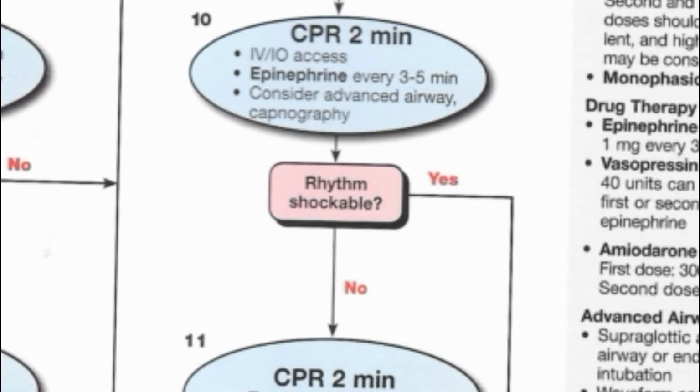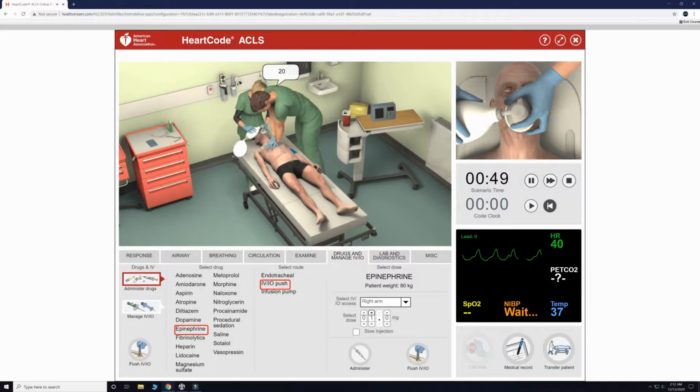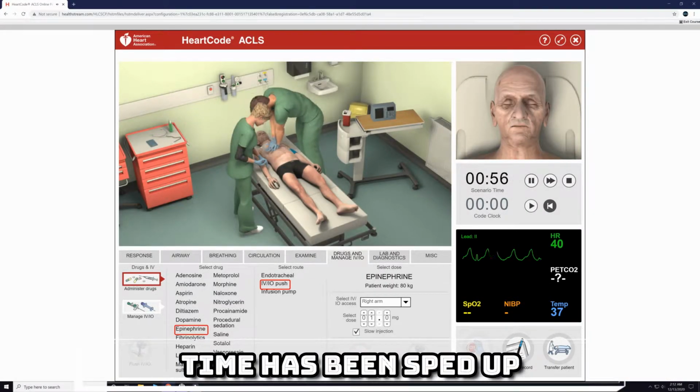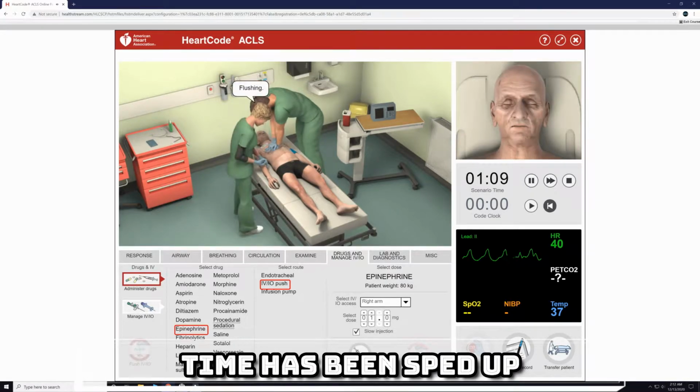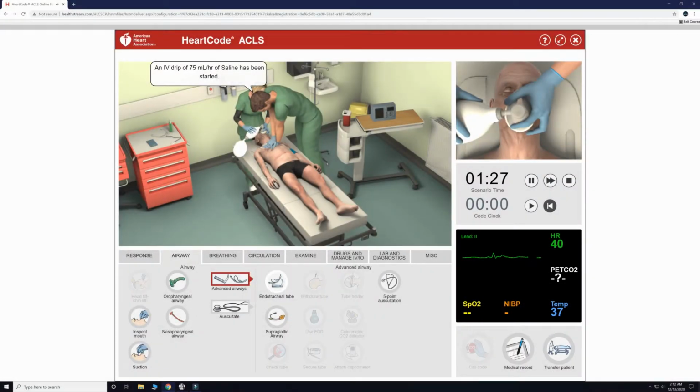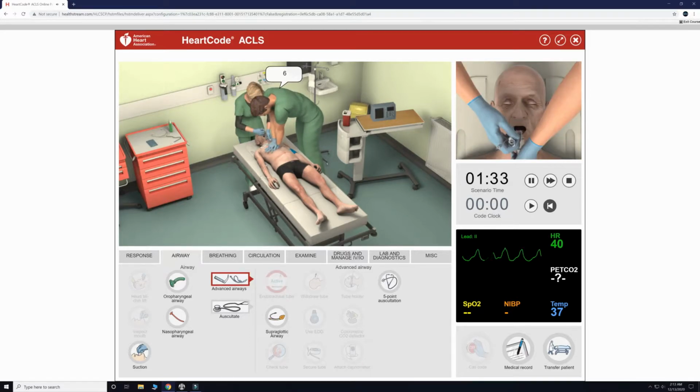We will now go to step 10 and see that we need to get IV access, which we already have. We need to give epinephrine and consider obtaining an advanced airway. This needs to be done while CPR is active, and in 2 minutes we will reevaluate our progress. We will give 1 milligram of epinephrine, a 1 liter saline bolus, and start a saline bag at 75 milliliters per hour. Now we will attempt to secure an advanced airway and confirm placement by 5-point auscultation.